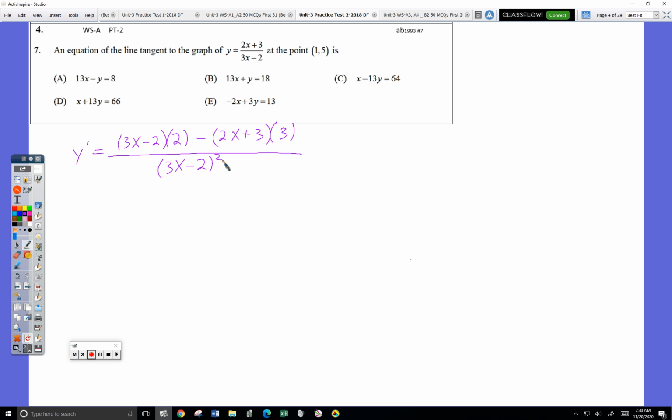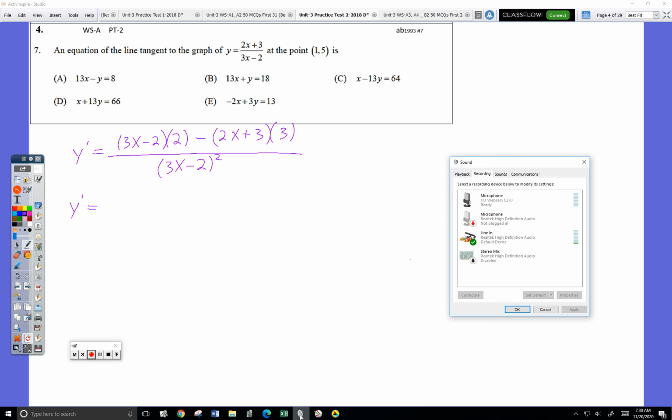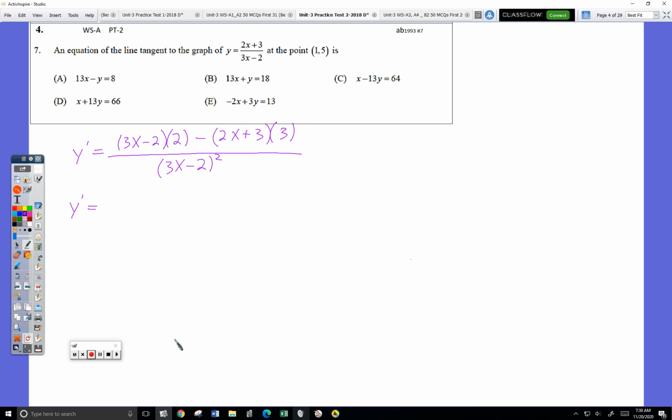So then I would just, on the top, multiply that all out, I guess. So then I have 6x minus 4 minus 6x minus 9. Nicely done. And then all over the bottom squared.